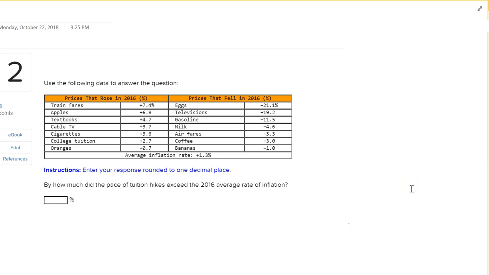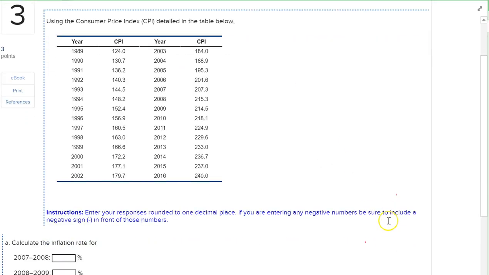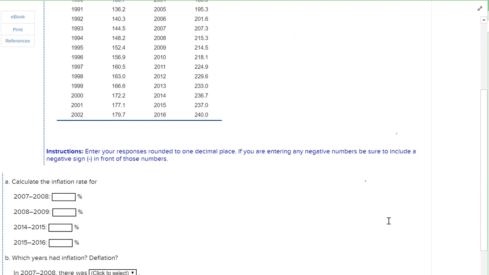The second one also just asks you to recognize the difference in the average inflation rate and the inflation rate for college tuition. So it says, by how much did the pace of tuition hikes exceed the 2016 average? Well, college tuition went up by 2.7. Average was 1.3. So if we do some subtraction, we'll get the difference there. Starts off pretty easy.